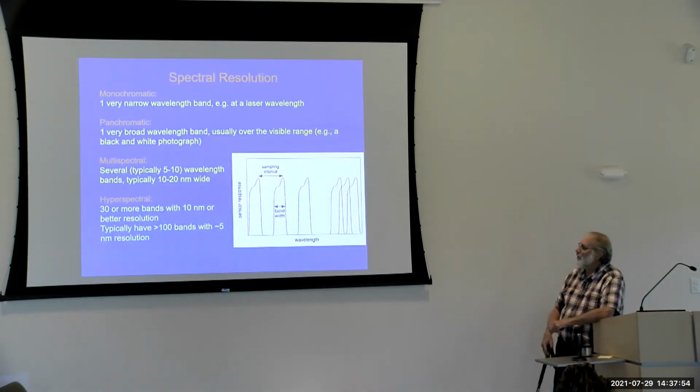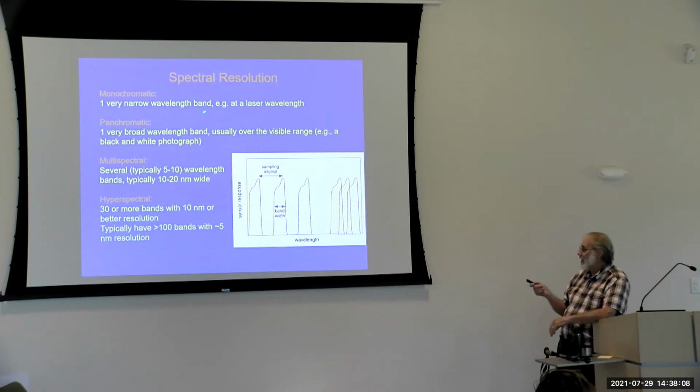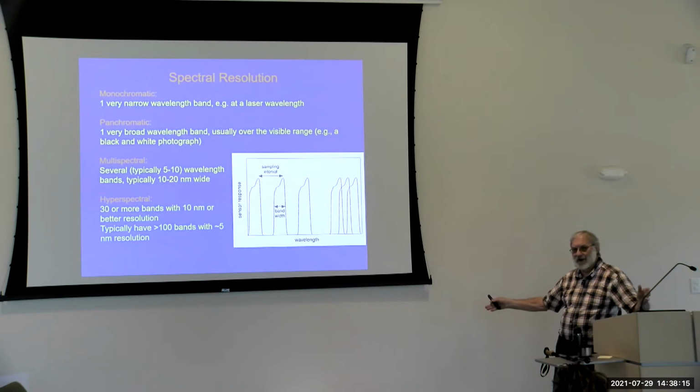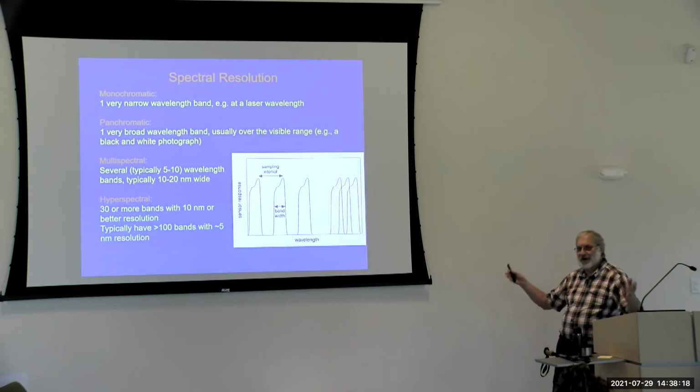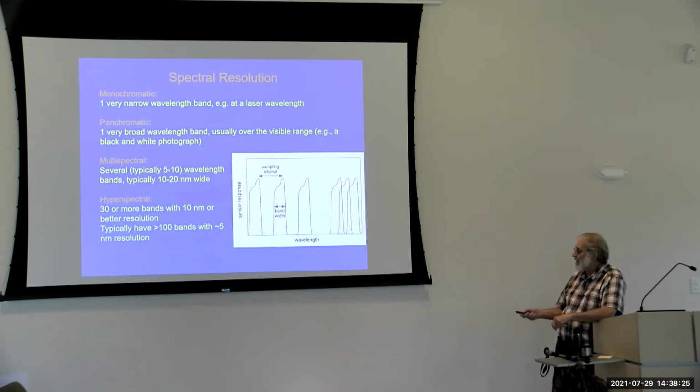So on the spectral resolution, you have monochromatic sensors, which means one very narrow wavelength. So if you're doing LiDAR bathymetry, you might be at 488 or 532 nanometers, but just one very narrow band, as opposed to panchromatic, which means you have one very broad band. So a black and white picture is a panchromatic image, and you're probably detecting everything from like 400 to 700 nanometers. So a very broad system.